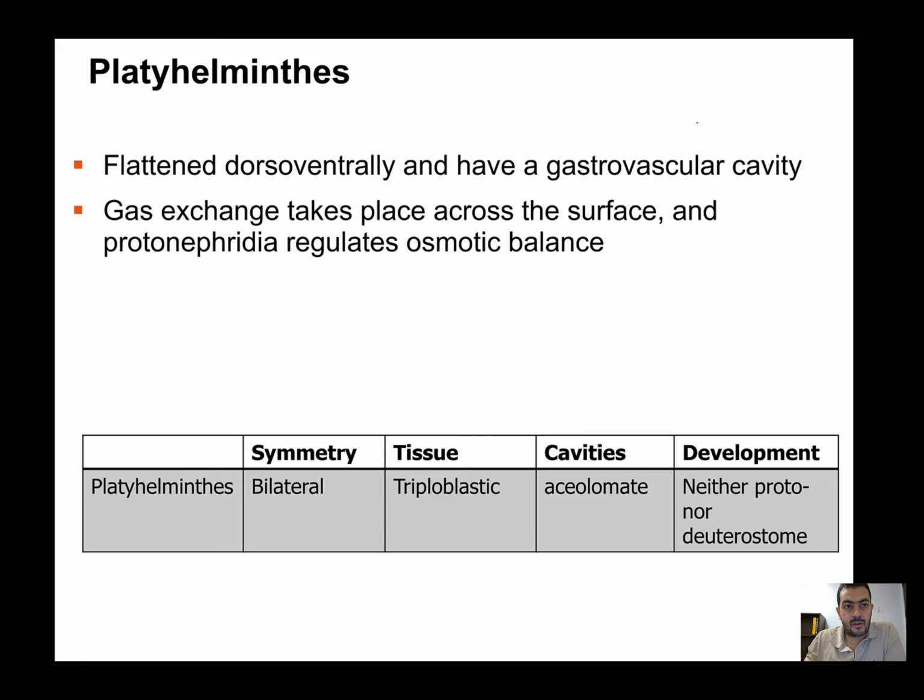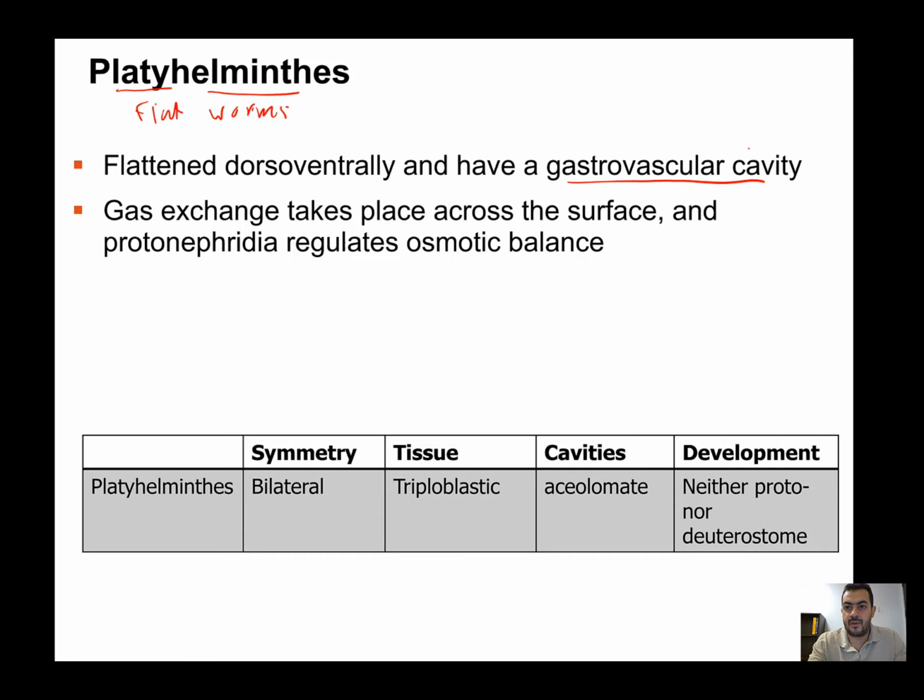So starting with the Platyhelminthes, and Platyhelminthes means flatworms. So platy means flat, and helminthes means worms. So these are flattened dorsoventrally, and they have a gastrovascular cavity.